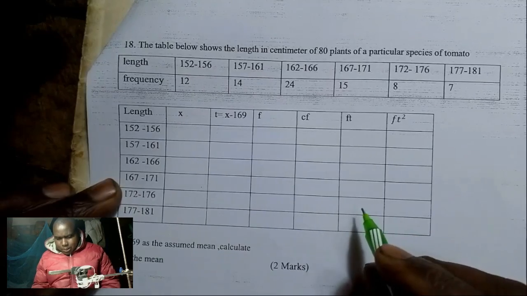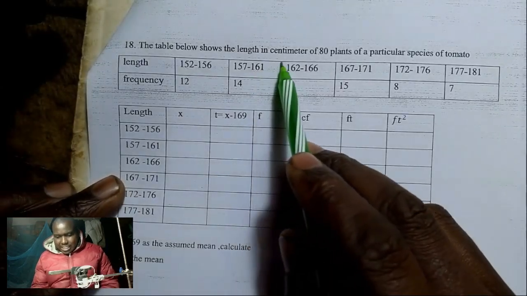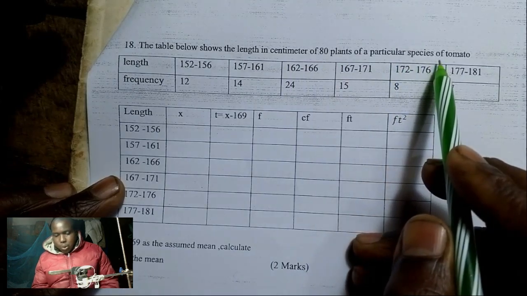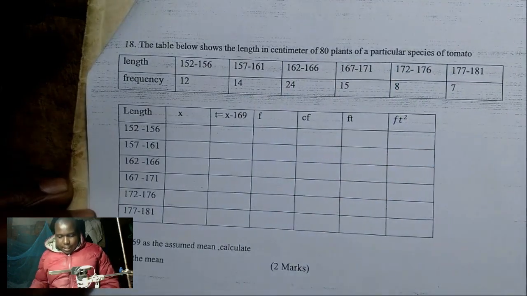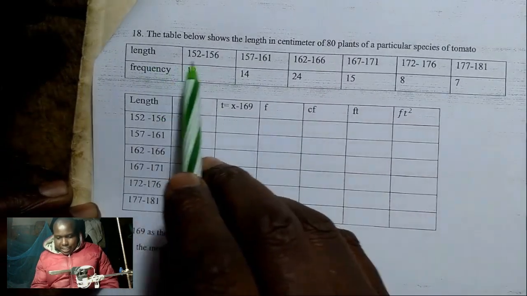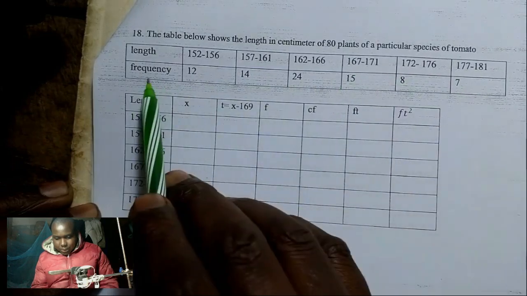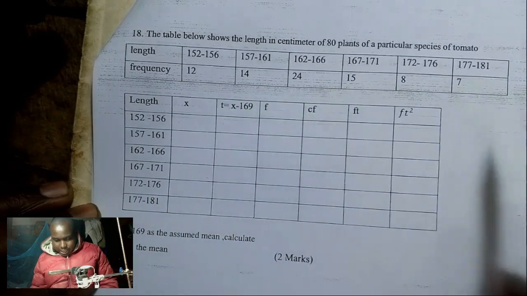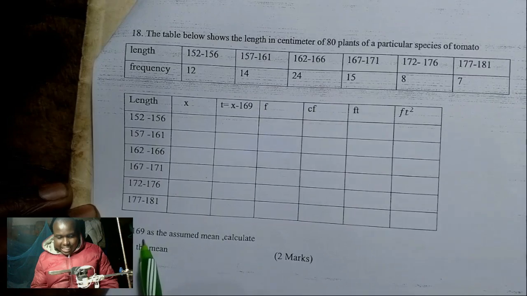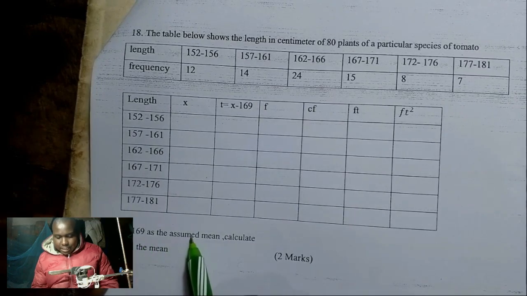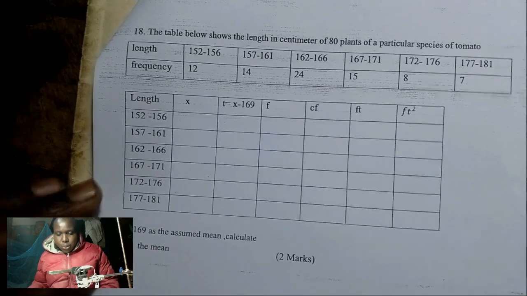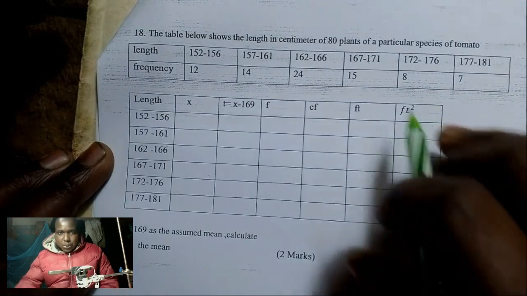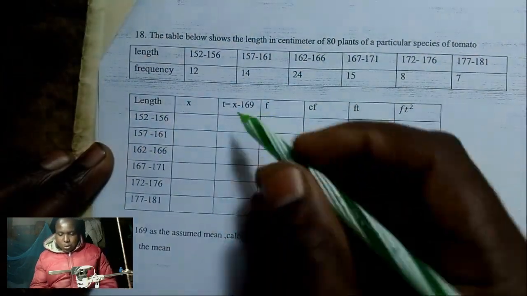It's the same. The table below shows the length in centimeters of plants of a particular species of tomato. You can see the table. We have been given the length, that is the class, and the frequency: 12, 14, 24, like that. Using 169 as the assumed mean, calculate the mean. This time round, they have drawn the table for you, so it is going to be easy.